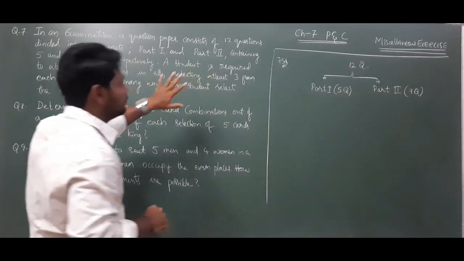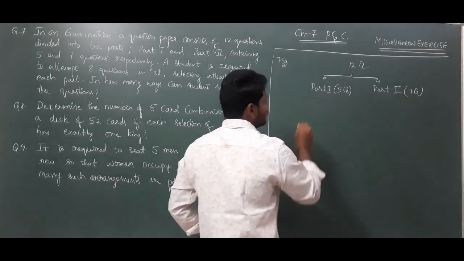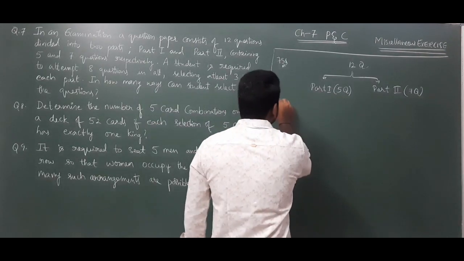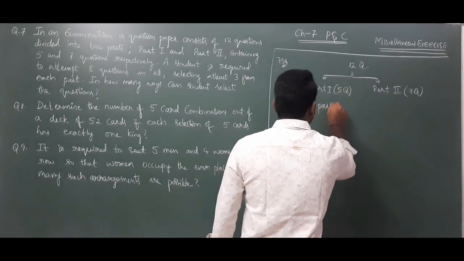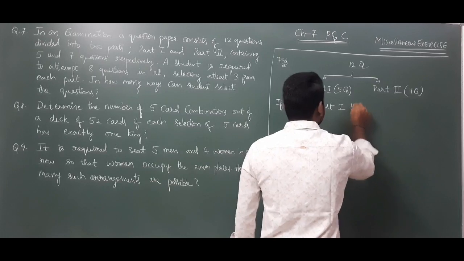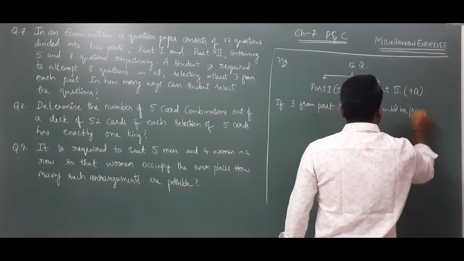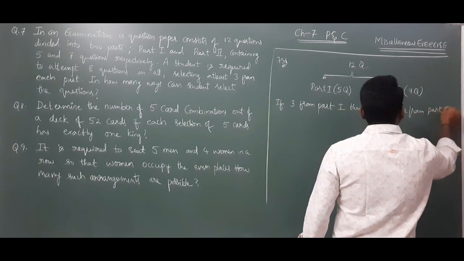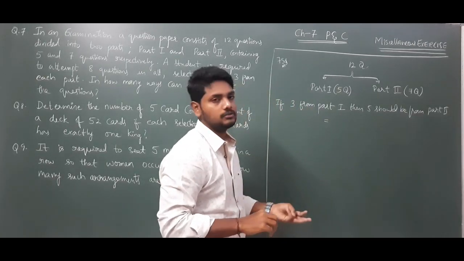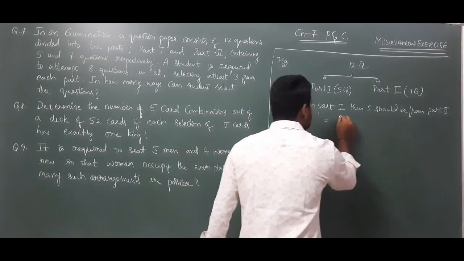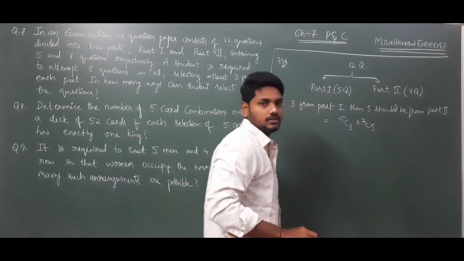Total we need to write 8 questions, but at least 3 from each part. So what are the cases? I will write the different cases. If 3 from part 1, then 5 should be from part 2. Then the number of ways is 5C3 into 7C5. Got it or not?